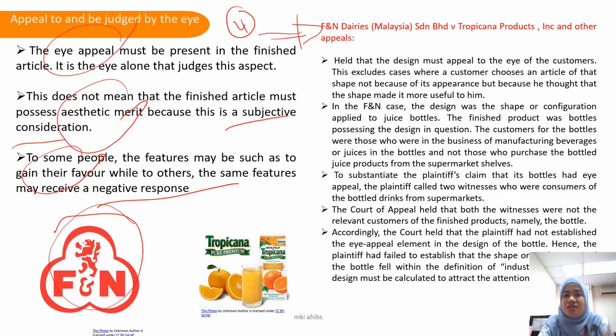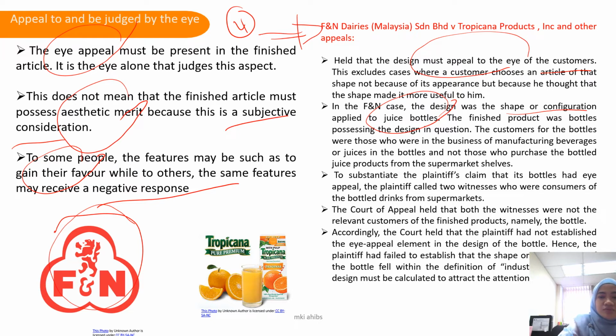Okay, so the issue in this case is whether the design of the bottle actually appeals to the eye of the customer. So who is the customer in this case? Now we are talking about appeal to and judged by the eye. So appeal to and judged by the eye of siapa? Of who? It is the eye of the customer. So in the case of F&N Diaries, they are actually trying to determine who is the right customer for the F&N and Tropicana products. So in the F&N case, the design was the shape or configuration applied to a juice bottle.